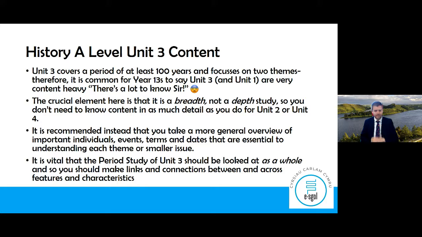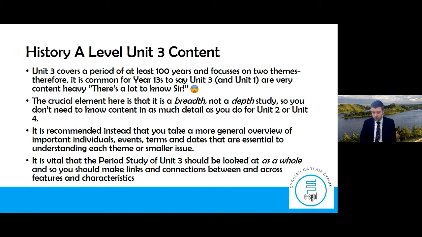Because the crucial element here is that it is a breadth, not a depth study. So you don't need to know that content in as much detail as you do for Unit 2 or Unit 4. Those are much shorter time periods, so you need to know them in greater depth. But for this at least 100-year time period, you can't be expected to know it in as much depth. So if you're at home thinking, I don't know certain elements of Unit 3 in as much depth as Unit 2 or Unit 4, then that is natural. That's going to happen anyway.